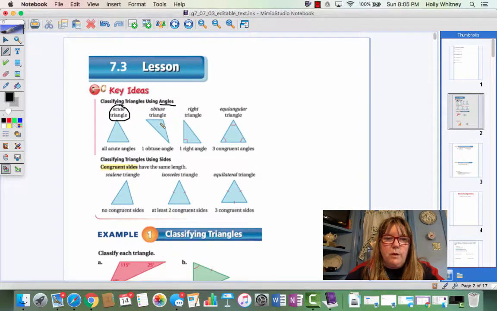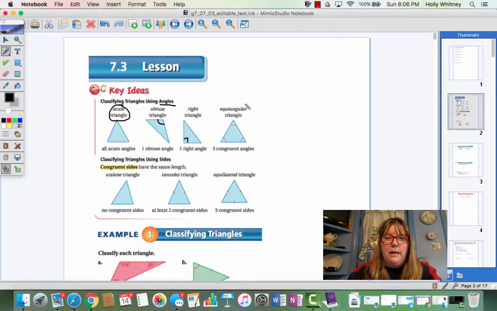Then there's an obtuse triangle, which means that one angle is obtuse. You can't have more than one angle be obtuse in a triangle because all the interior angles have to add up to 180. But I'm kind of giving away something that we're going to talk about later. So if there's one angle in a triangle that's obtuse, it's an obtuse triangle. A right triangle means that there's a right angle in it.